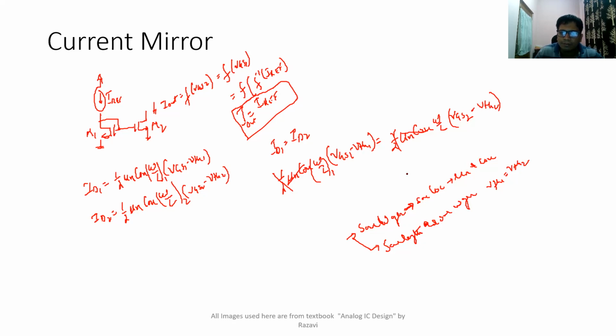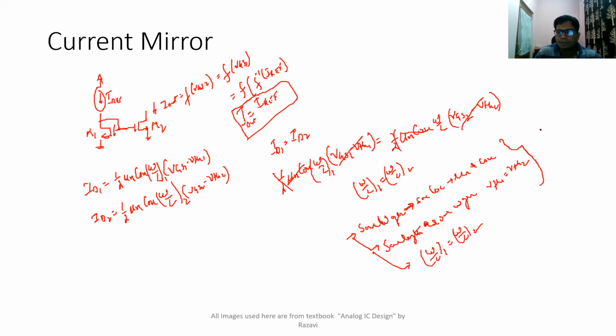Then these two become the same, and VGS1 and VGS2 are anyway the same because they are shorted to the same node, connected to the same node. So if you make sure their lengths are the same, then the threshold voltage will also be the same, and this can be ignored. This you can cancel. Ultimately, for the current to be the same, the only condition you need to satisfy is W by L of the first transistor equal to W by L of the second transistor. In other words, W by L of 1 should be equal to W by L of 2. These are the conditions you need to satisfy in order to build a proper current mirror.